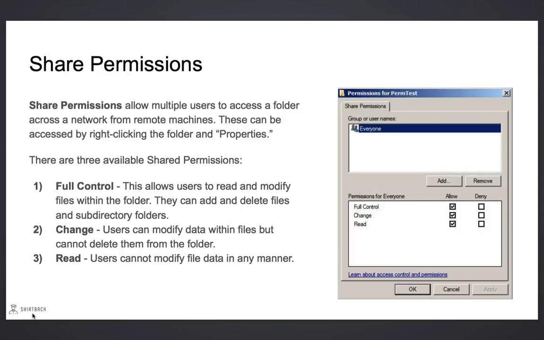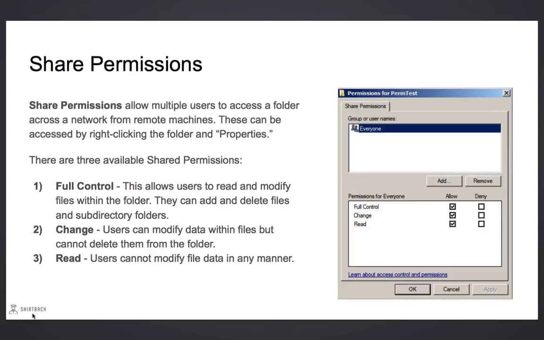Share permissions allow multiple users to access a folder across a network from remote devices. These can be accessed by right-clicking the folder and then clicking on Properties. There are three common share permissions: full control, change, and read.